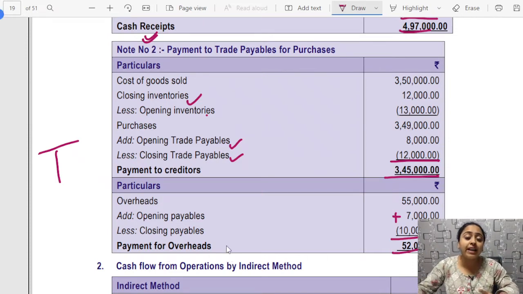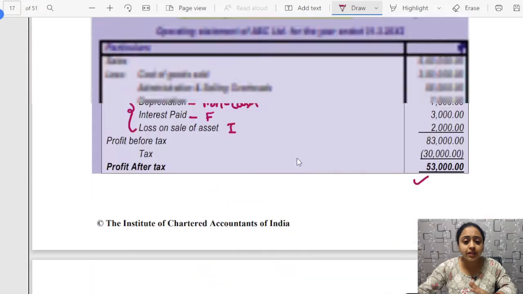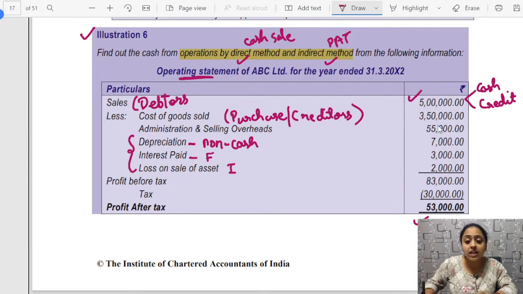Now, if we come to direct method, you know cash sale. So, cash sale will be added minus cost of goods sold. Now, you know cash purchases. Cash purchases will be deducted. Then, the administration and selling portion, the cash 52,000 will be deducted. And then the depreciation. The other portion was three parts: the depreciation, interest and loss. This all will be removed from the amount.